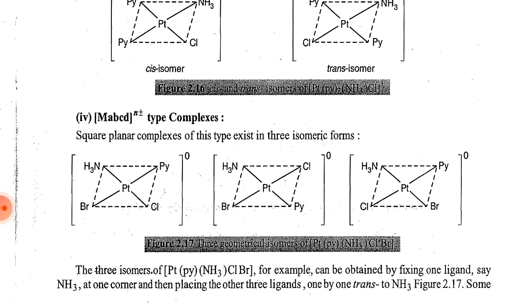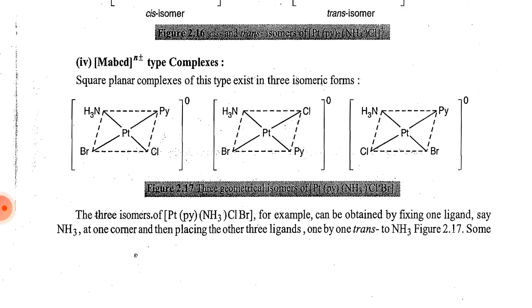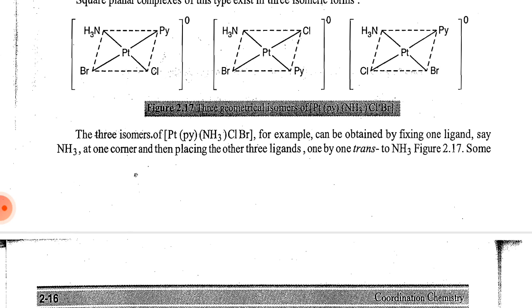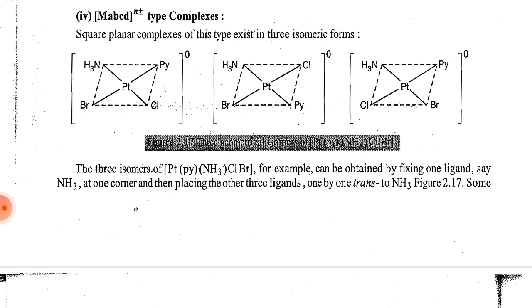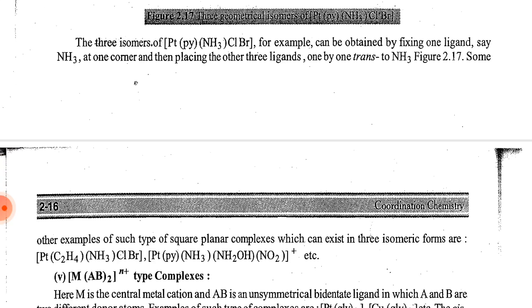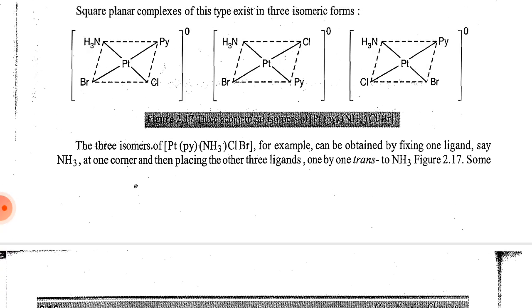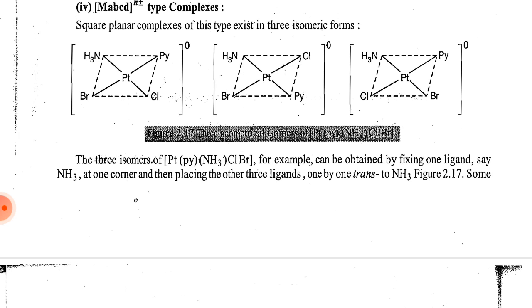Now the Mabcd n plus minus type complex. Square planar complexes of this type exist in three isomeric forms. So this complex shows three isomeric forms: for example, NH3, Py, Cl, Br in different arrangements. These are the three geometrical isomers of [Pt(Py)(NH3)ClBr]. The three isomers can be obtained by fixing one ligand, say NH3, at one corner and placing the other three ligands one by one trans to ammonia.